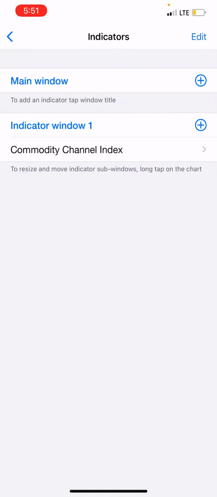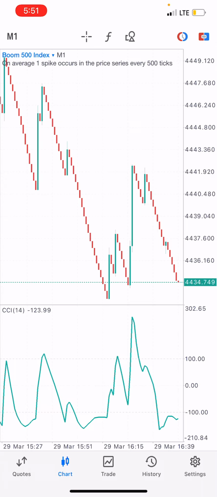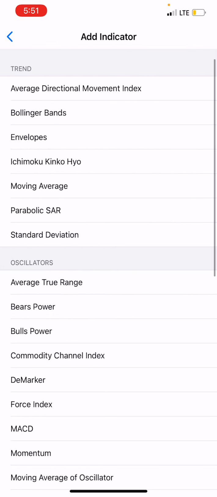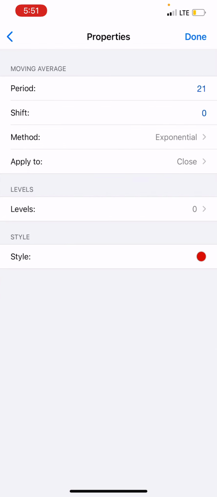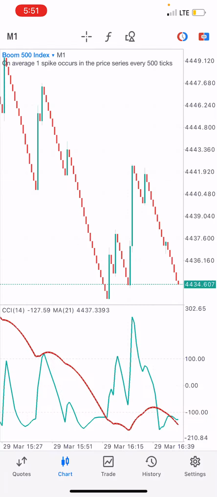Let's make this 3 pixel, guys. 3 pixel, save, and then done. The next indicator, a moving average. Click on indicator window 1 and get the moving average. Make it period 21, shift 0, exponential. Apply to close, style, 4 pixel, save, and done.